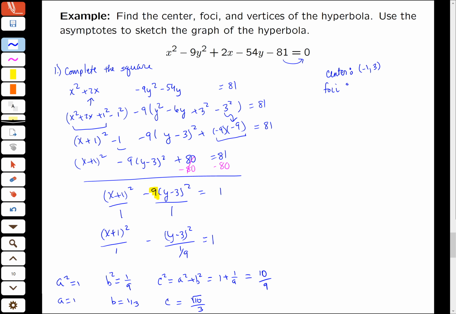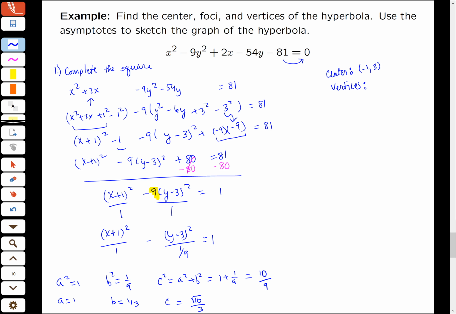Oh, I wanted to do vertices first and then foci, because I think that's the order that I have it on the paper. So is this horizontally or vertically opening? Horizontal. A is the big value. I'm sorry, the first value is under X. It's a horizontal opening parabola.